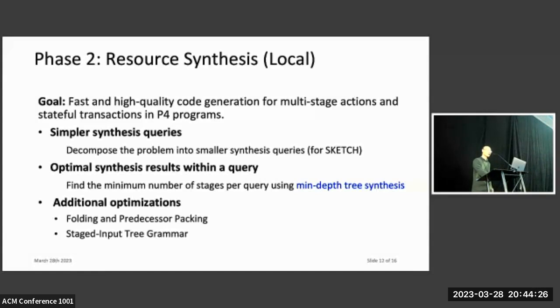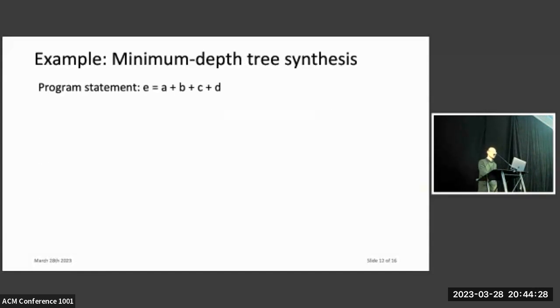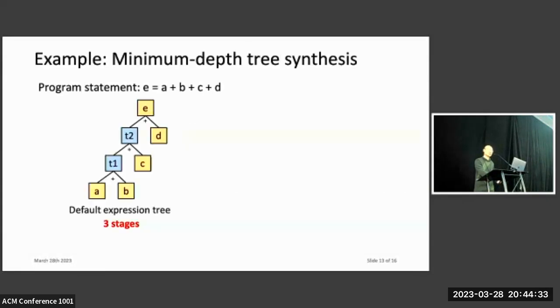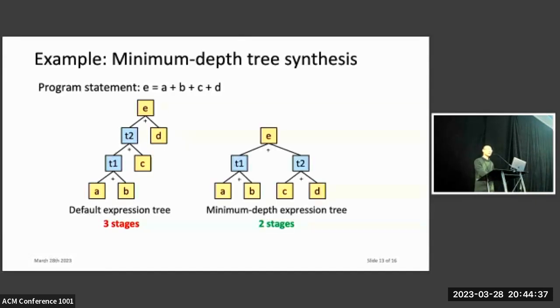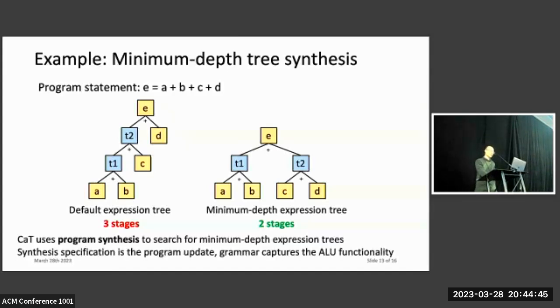to describe what we mean by min-depth tree synthesis. So suppose the program statement is E equals A plus B plus C plus D. The default expression tree requires 3 stages, but we can easily find another solution which only uses 2 stages. So in our program synthesis phase, we can use program synthesis tools to find the min-depth expression tree by considering all possible solutions within a particular depth. And the synthesis specification is the program update, and the ALU will capture the grammar.